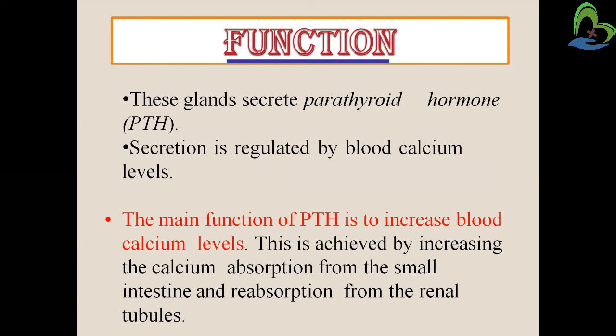Secretion is regulated by the blood calcium level. The main function of the parathyroid gland is to secrete PTH, the parathyroid hormone, which is regulated by the calcium level in the blood. The main function of PTH is to increase the calcium level within the blood, by calcium absorption from the small intestine and reabsorption from the renal tubules. So by this hormone, reabsorption from the renal tubules and the small intestine is increased, and it automatically increases the blood calcium level.